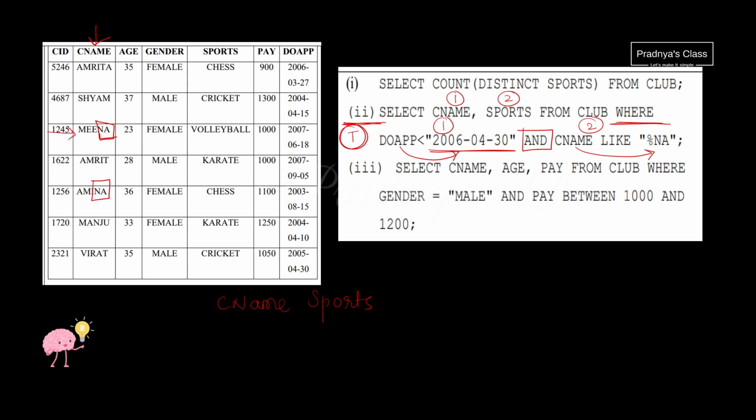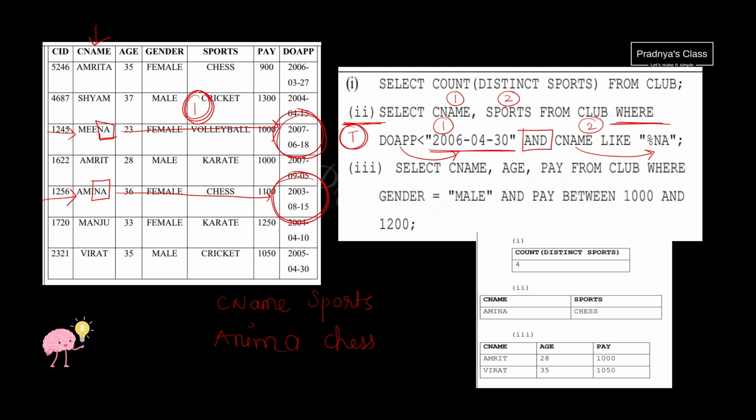We have 2 records which are matching this criteria. Now look at the first condition. Date of application should be less than the mentioned date. For Mina, the date of application is 2007, which means it is greater than the mentioned one. Now look at Amina, the date of application is 2003. So ultimately only one record is satisfying both the criteria. For that record we will be printing cname, that is Amina, and the sports is chess. Look at the output. We got the perfect output.